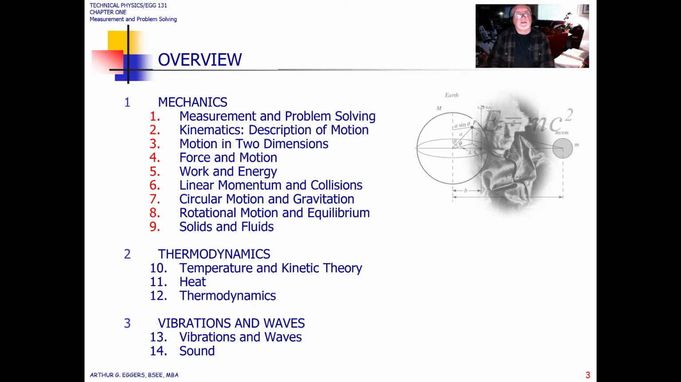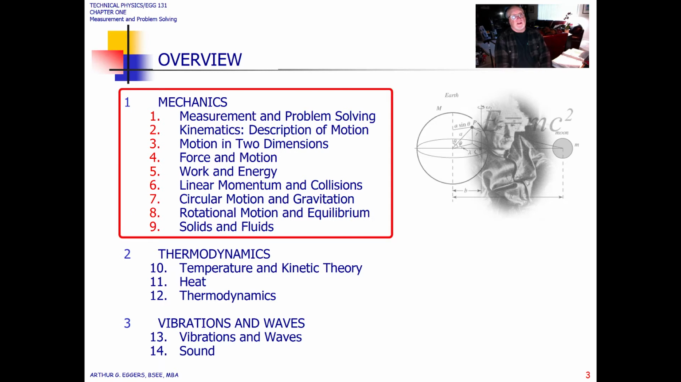Technical Physics, first semester, is really made up of three major areas: mechanics, thermodynamics, and vibrations in waves. In the mechanics sections, you can see we've got 9 chapters or 9 areas that we'll look at, and those areas are really the building blocks for the rest of the semester.